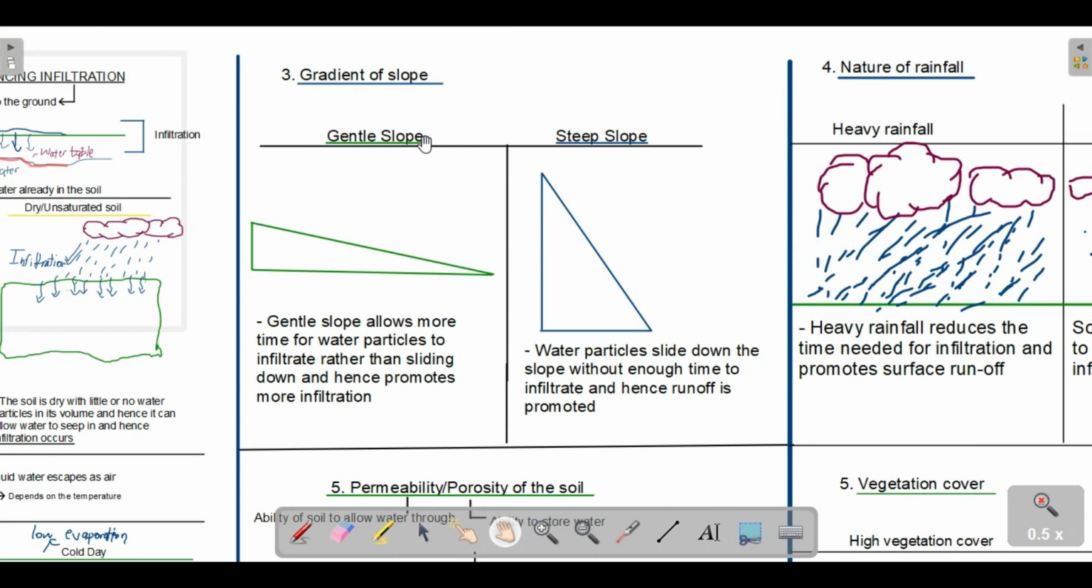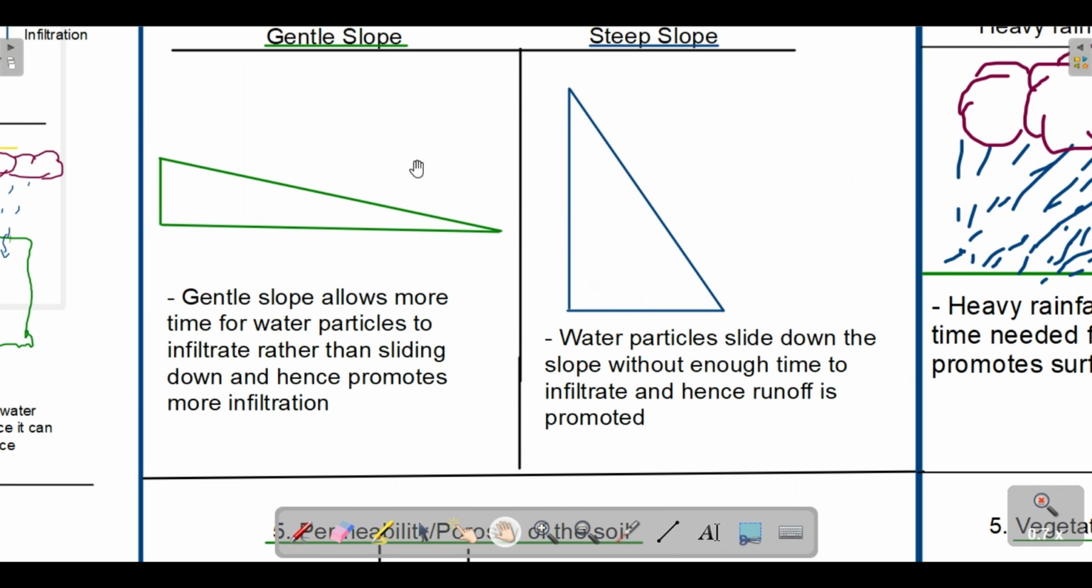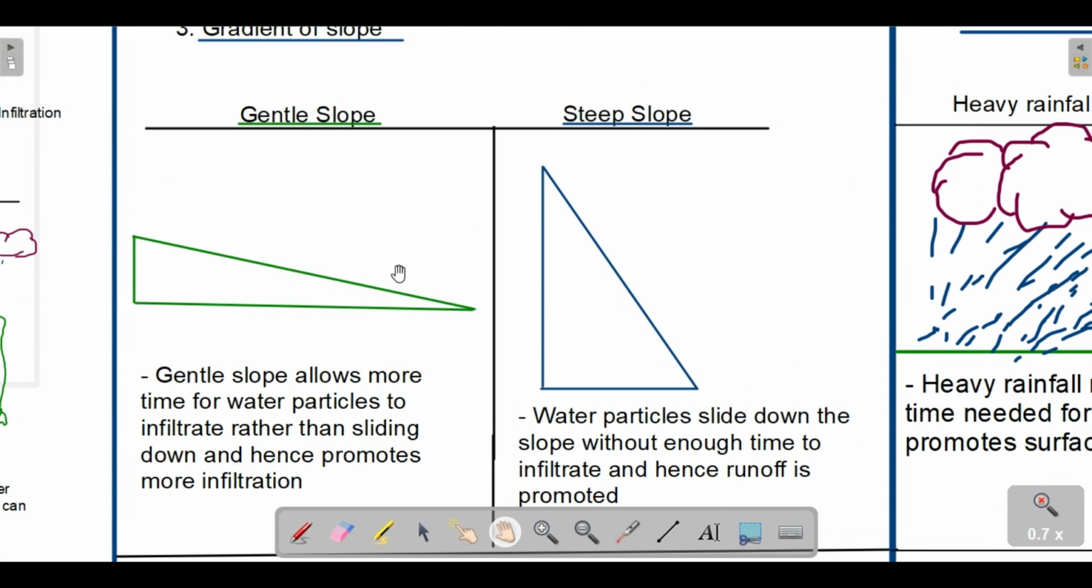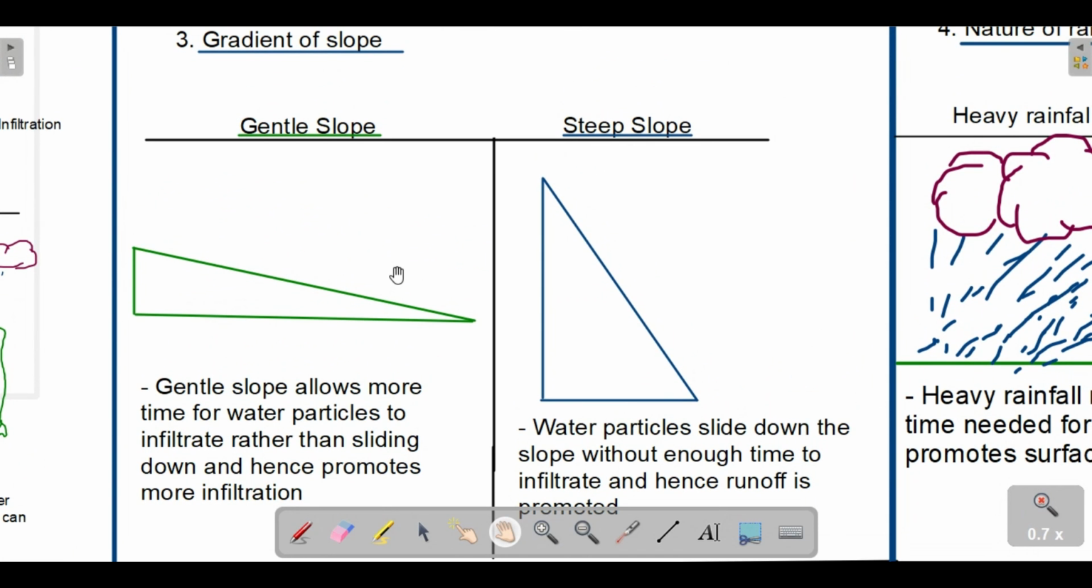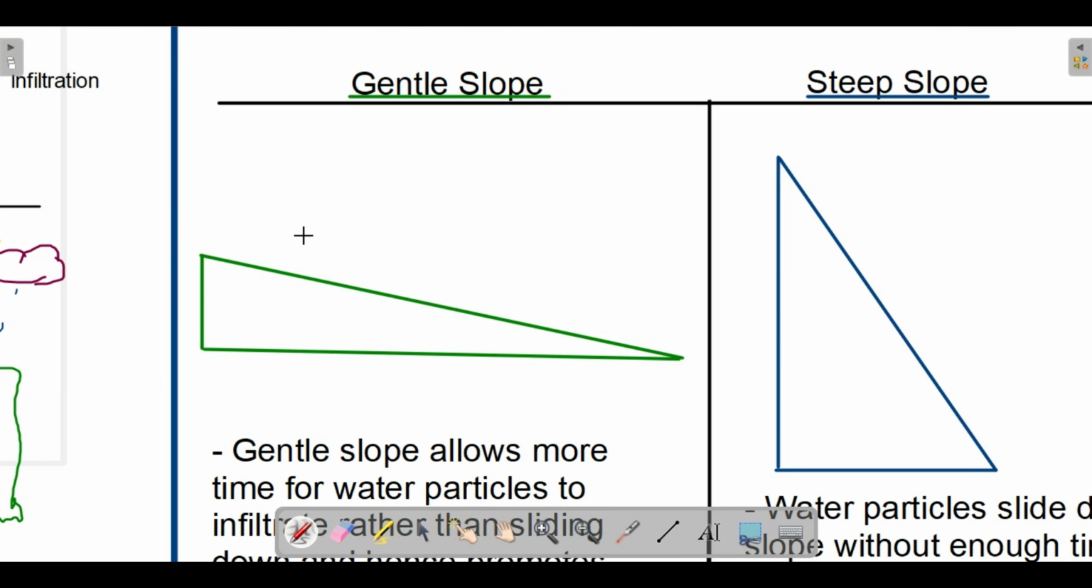And then the third factor that affects infiltration or surface runoff is the gradient of the slope. Okay, so are we talking about a steep slope or a gentle slope? And how do those affect the amount of infiltration or surface runoff we're going to have? Now, we have to take into consideration that water requires a bit of time in order for it to be able to infiltrate. And so if you have a gentle slope, that gives it enough time for it to enter through to the soil instead of sliding down the slope.